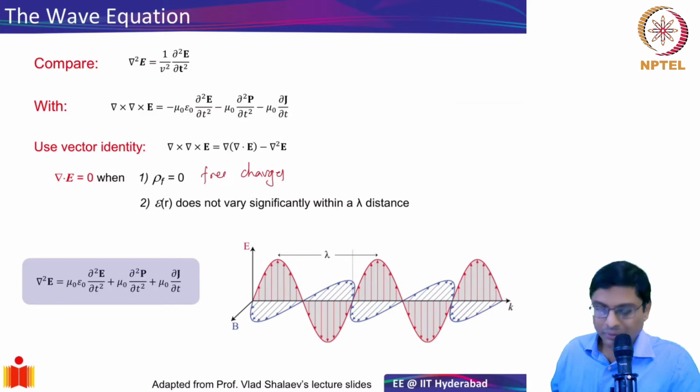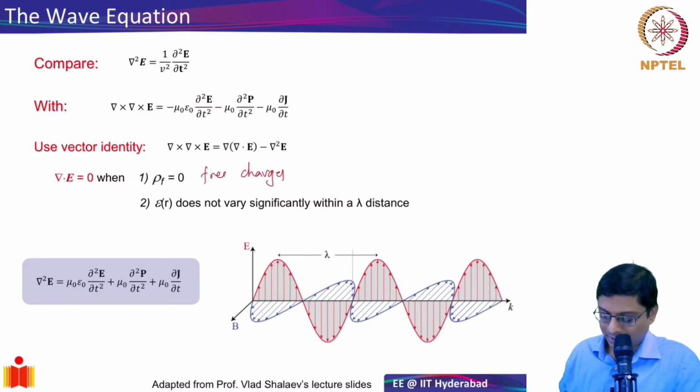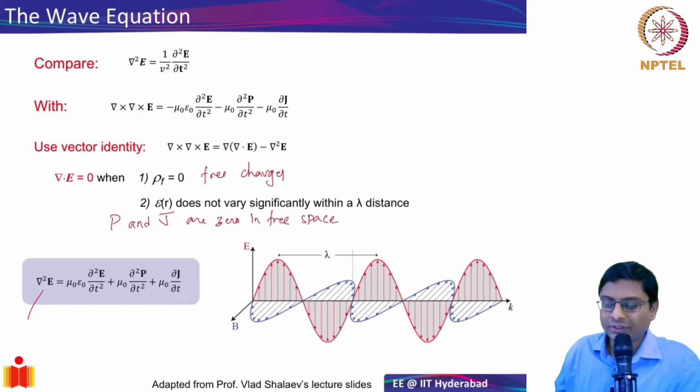So you see that you have the familiar part, which is the Laplacian on the left hand side and the second derivative of the electric field in terms of time, but there are a couple of other terms. If you consider free space, by which we mean there is no polarization, and also there are no free currents, J is 0 in free space. If you consider this scenario, the equation reduces to Laplacian of E is equal to mu naught epsilon naught ∂²E/∂t².